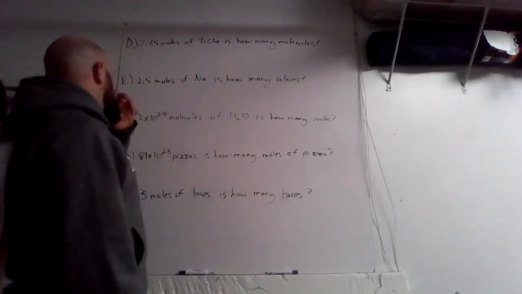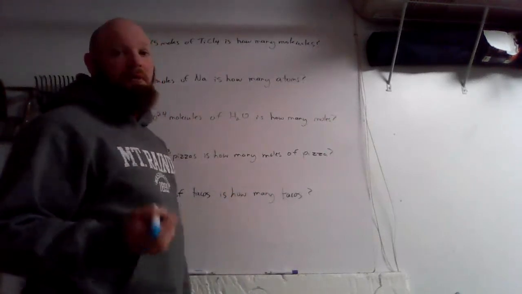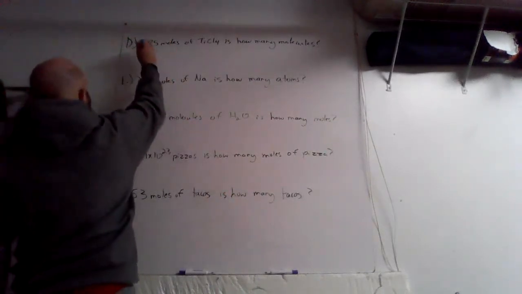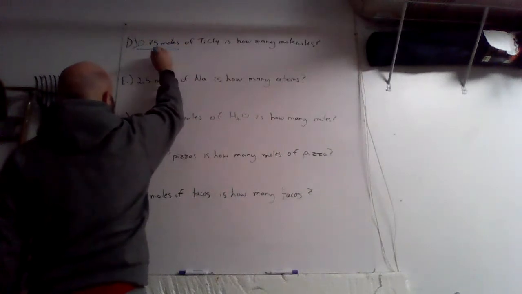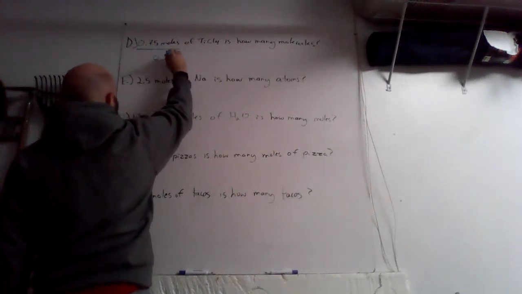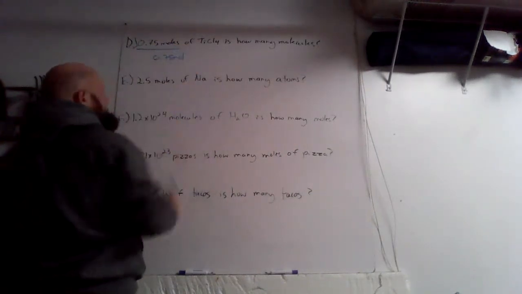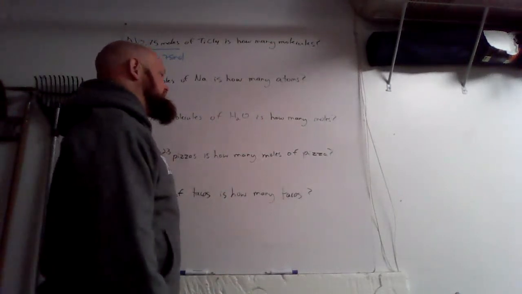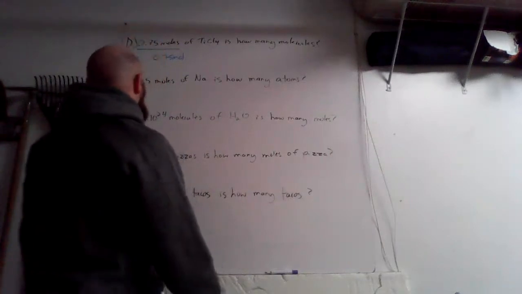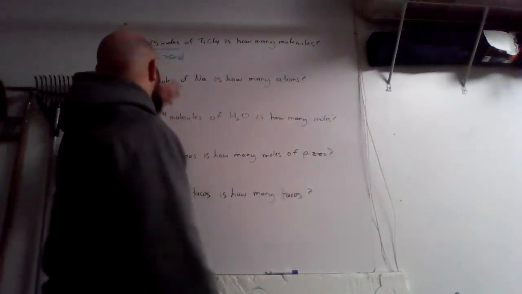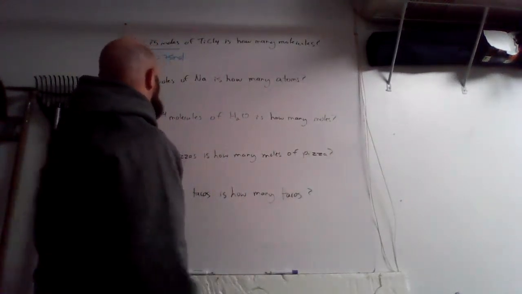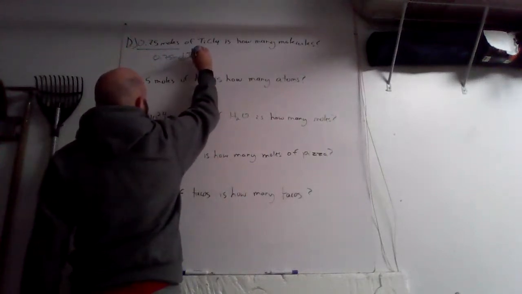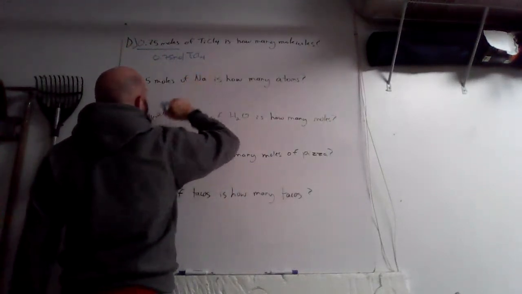Okay? So, I start with whatever number and unit is given to me. 0.75 moles. The abbreviation for moles is MOL. I know it's not much shorter. I didn't make it, you can blame chemistry people. I was a bio major, not a chem nerd. So 0.75 moles TiCl4.